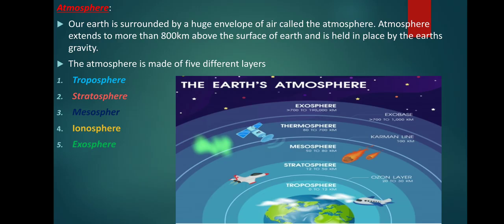Second one, stratosphere. The stratosphere is just above the troposphere. It goes from 7.5 miles up to around 31 to 34 miles above the Earth's surface. Here, you find a few unusual high clouds called nacreous clouds, the ozone layer, and even a few aircraft.